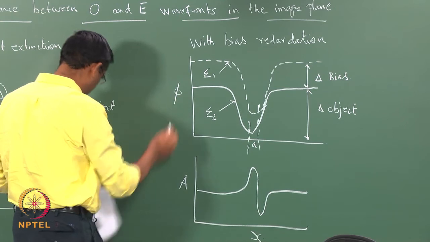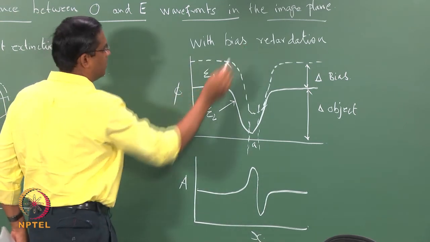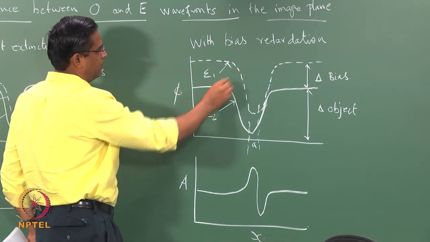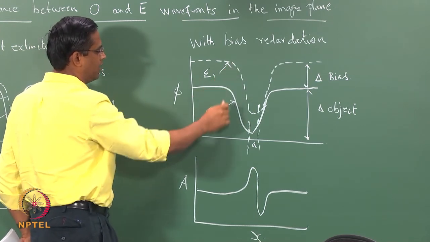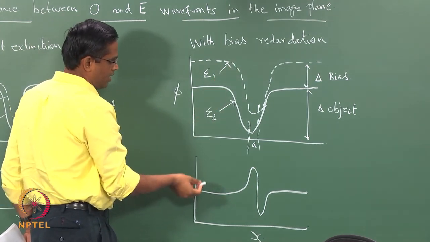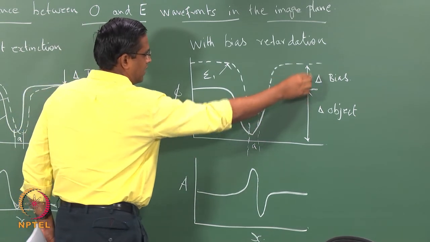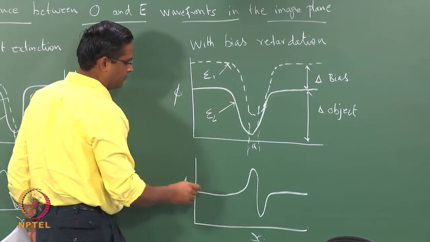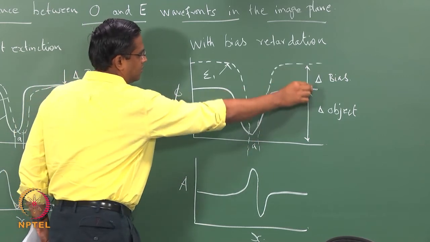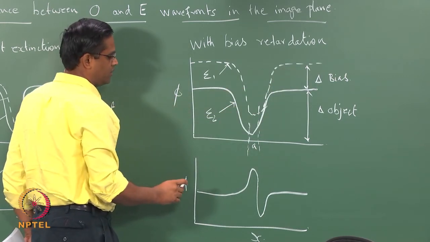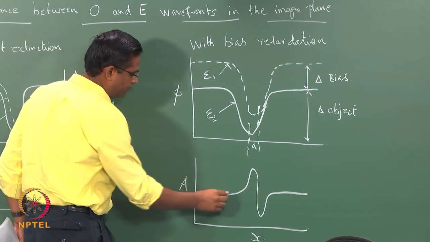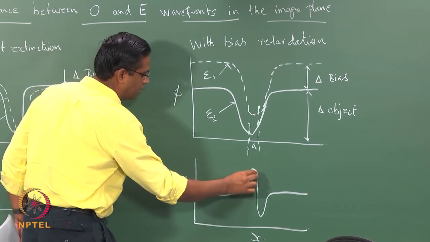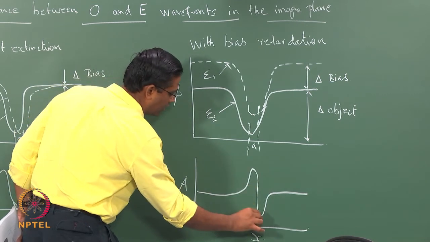So with a biased retardation between two rays, that is ordinary ray and extraordinary ray, you see that delta is increased. That is, retardation is a measure of retardation delta. So you see the corresponding amplitude which is increased to the peak and then decreased.